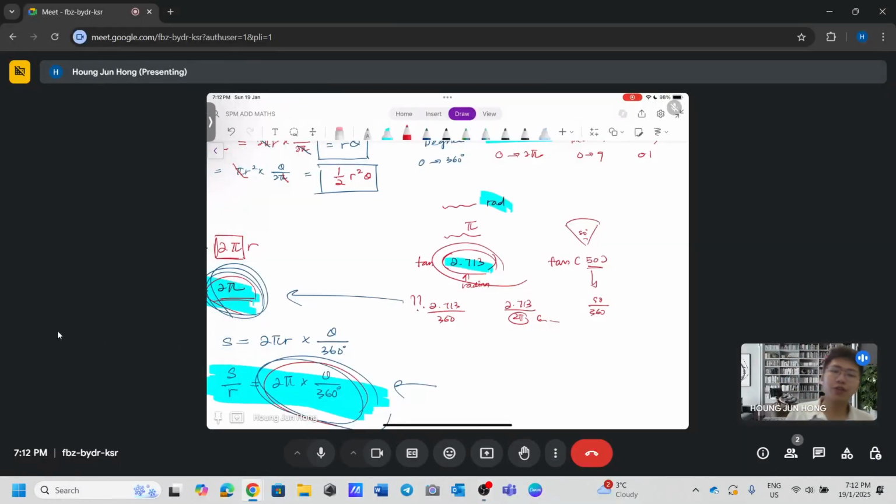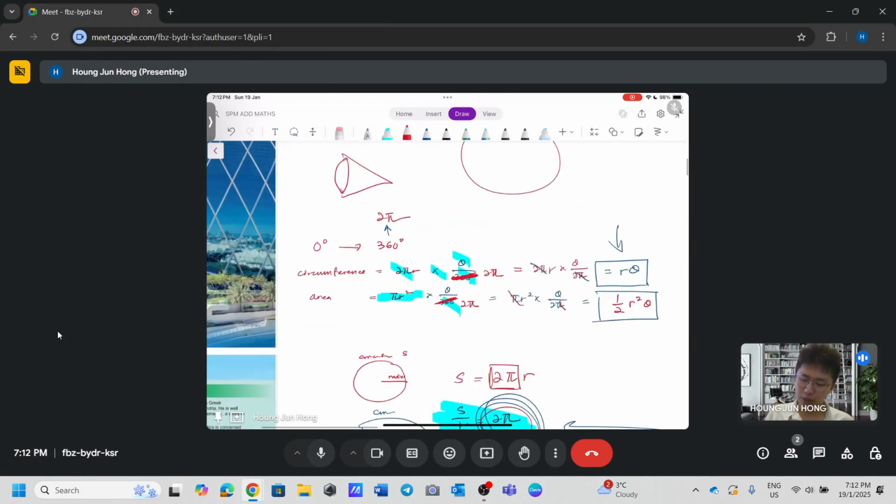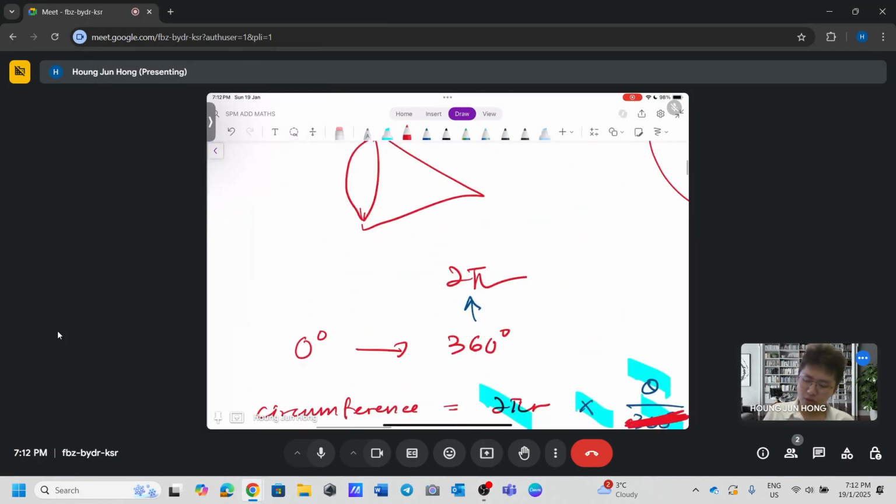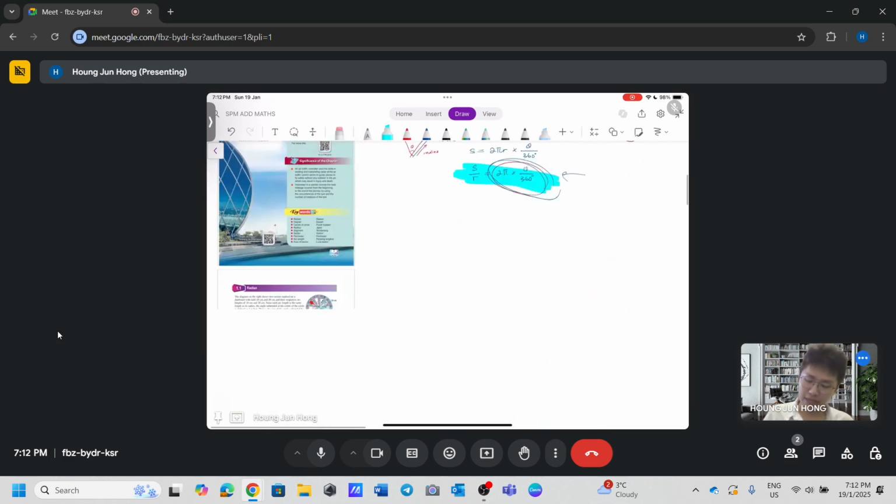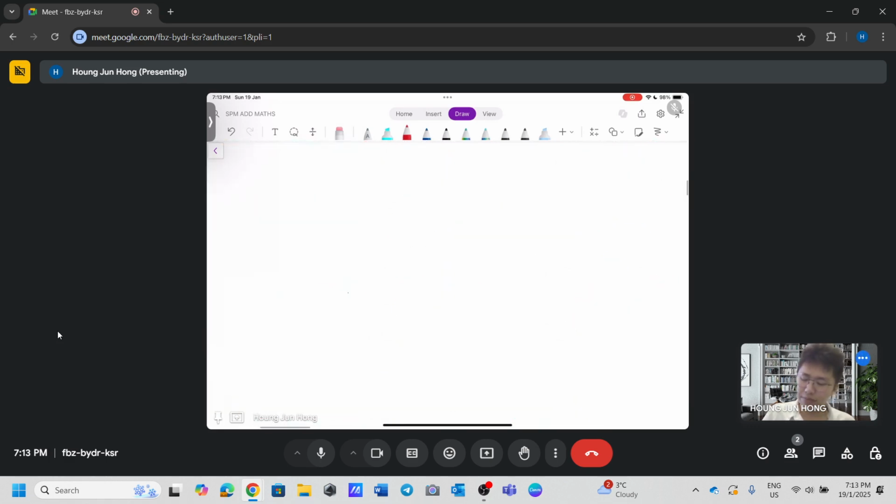Okay, so what happened over here is that, let's go back to the thing we have just talked about. 360 degree is equivalent to 2 pi. So let me write that out again. 360 degree is equivalent to 2 pi.